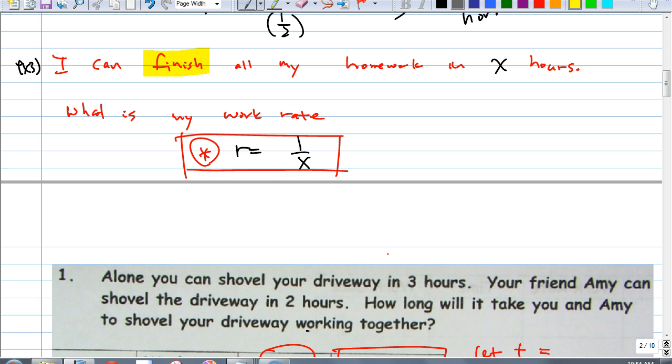It says, alone you can shovel your driveway in 3 hours. Your friend Amy can shovel the driveway in 2 hours. How long will it take you and Amy to shovel your driveway working together? I would like you to think about this as a group. First of all, come up with the unknown. Go ahead, everybody try. We'll think about how to fill in this chart in a minute, together.